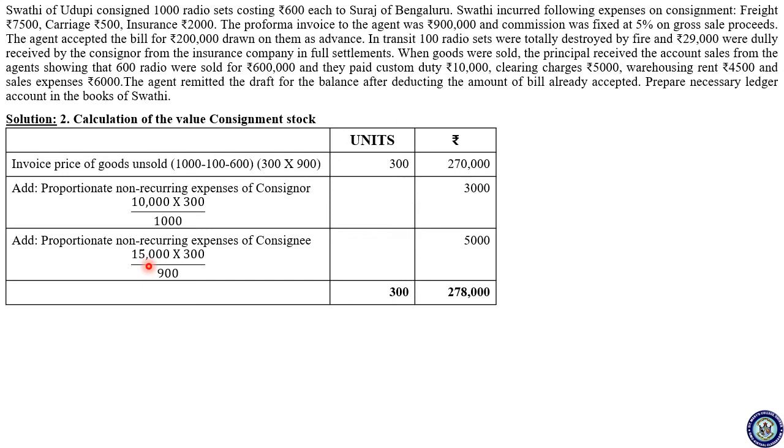So 15,000, only two expenses, right? One is custom duty and the other is the clearing charge. Only two expenses that are non-recurring. So if you add, you will get 15,000. See here, custom duty 10,000, clearing charges 5,000. In total it comes to 15,000. So 15,000 he incurred for 900 units. We want it for 300, so it comes to 5,000. So the value of our consignment stock is 2,78,000.